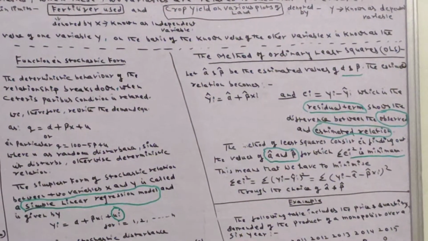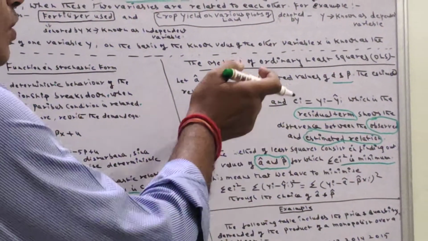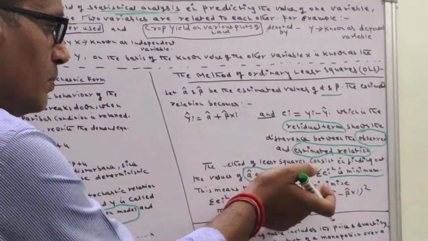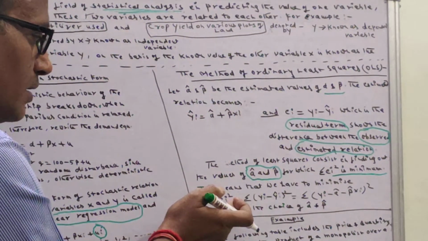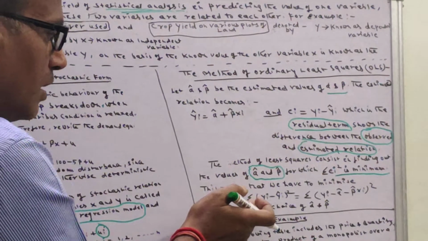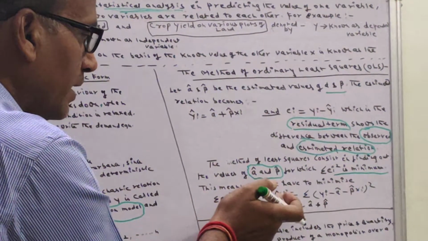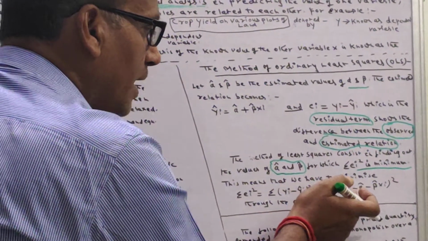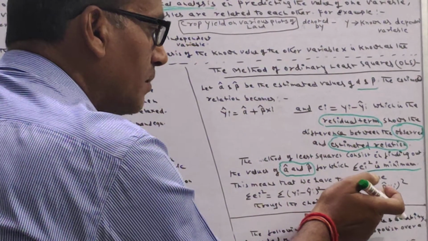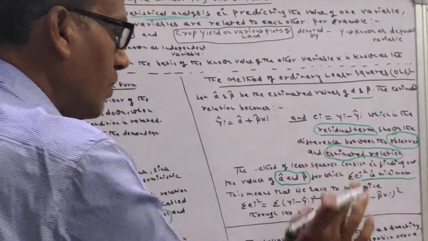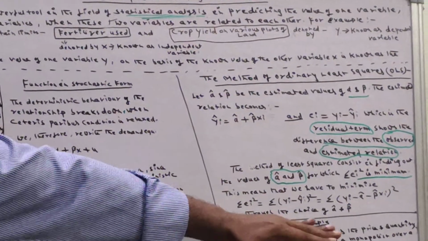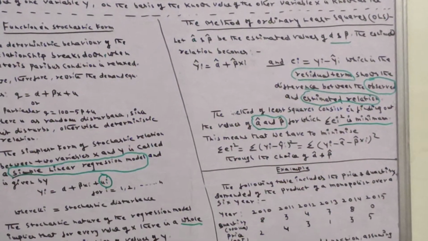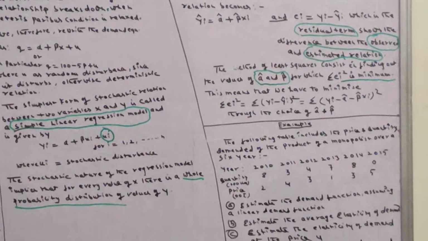This condition must be fulfilled in case of ordinary least square methods. This means that we have to minimize sigma ei square, equal to sigma of (yi minus y hat i) whole square, equal to sigma of (yi minus alpha hat minus beta hat xi) whole square, through the choice of alpha hat and beta hat. Now come to the examples here.